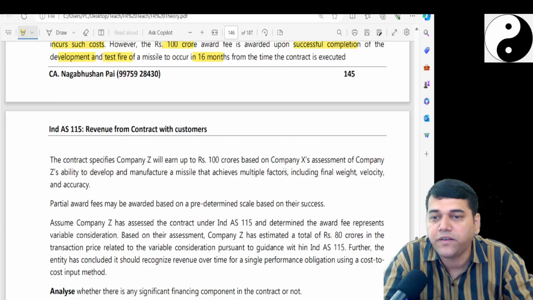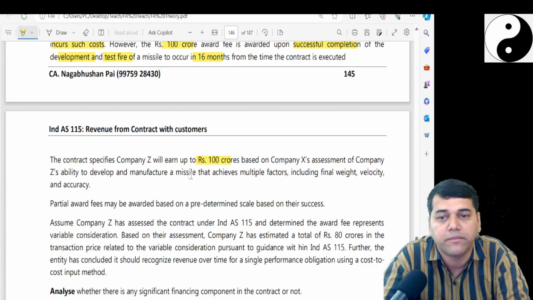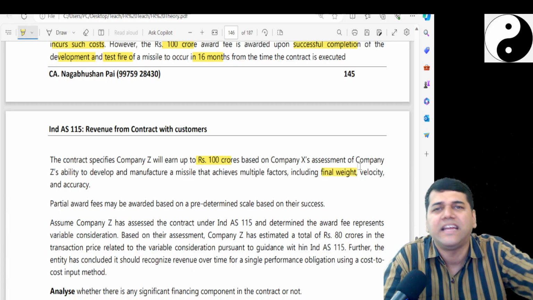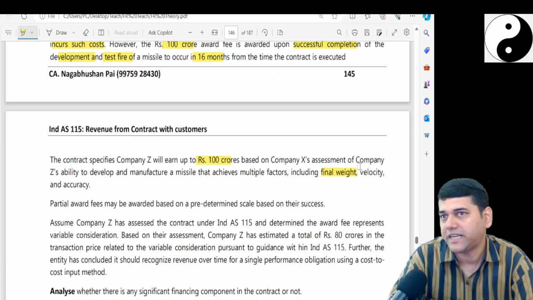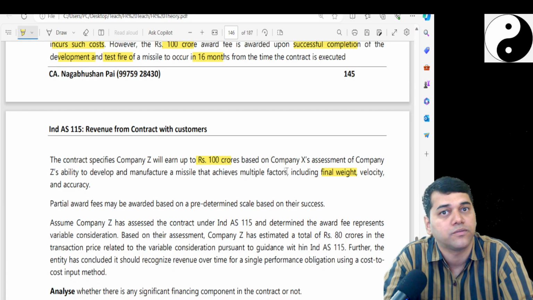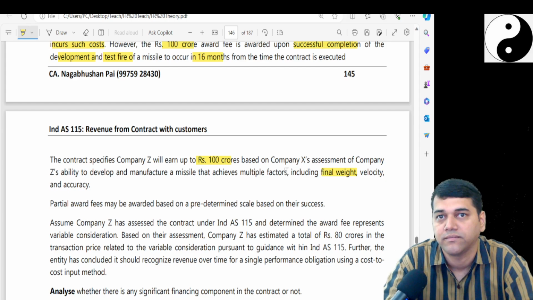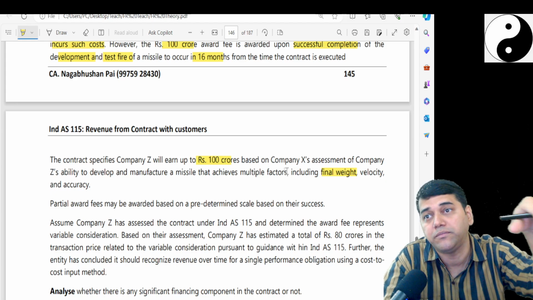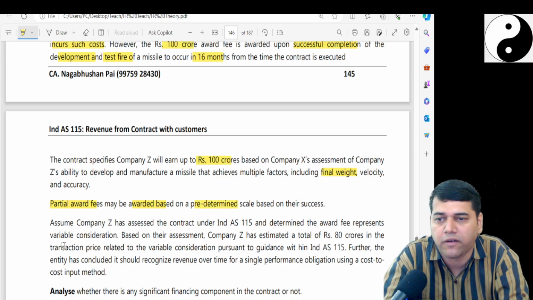The contract specifies Z will earn up to 100 crores based on X's assessment of Z's ability to manufacture, final weight, velocity, accuracy and all. It's like a bonus. You give me a fantastic missile, you will be given 100 crores. You don't give me a fantastic missile, you will be just reimbursed with the cost. But this payment is not going to happen in a staggered manner. It is only once the final missiles are ready and tested. Partial award fees may be awarded based on a predefined scale. It is out of our wish.